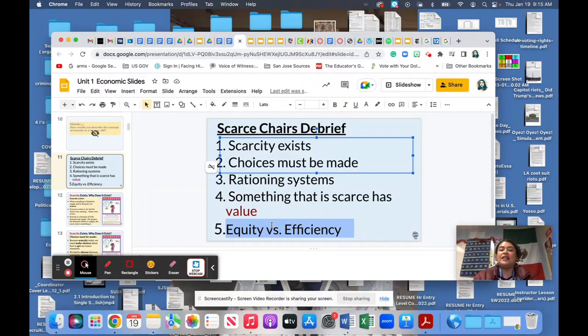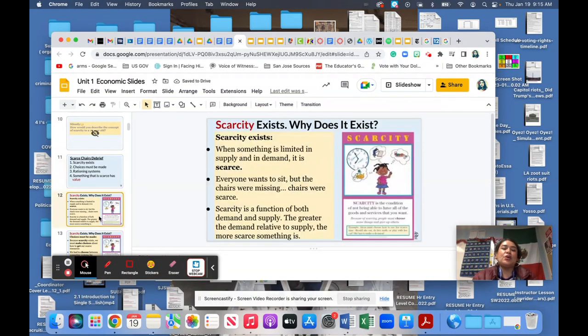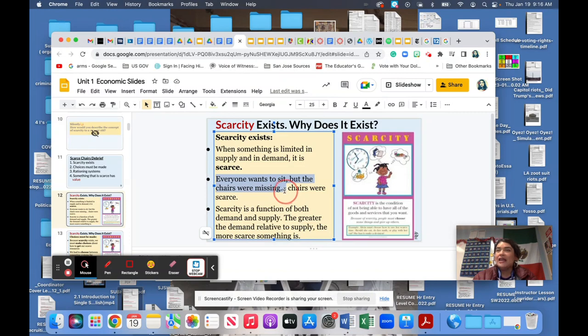I'm just going to go through why it exists. When something is limited, supply and demand, it is scarce. In the activity, everybody wanted to sit, but the chairs were missing, right? Everybody wanted to sit down, but we couldn't because the chairs were scarce. Scarcity is a function of both demand and supply.